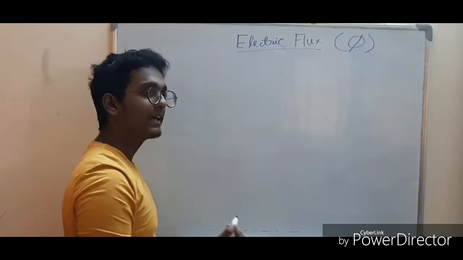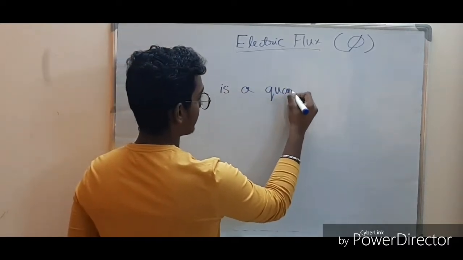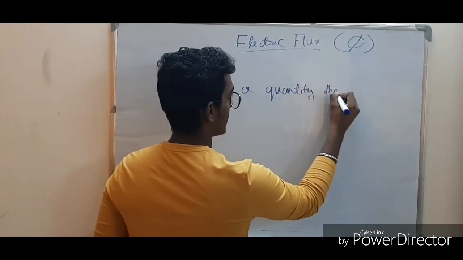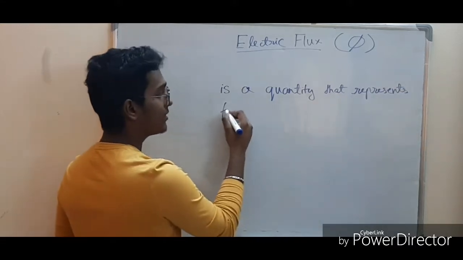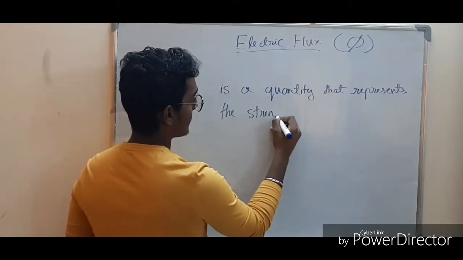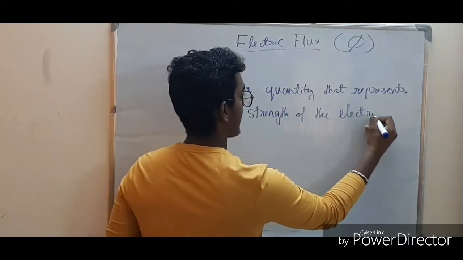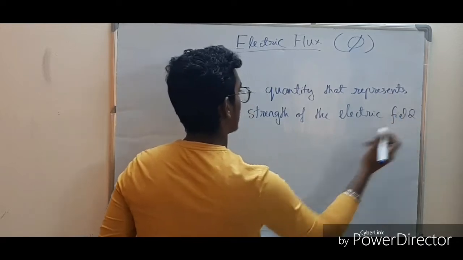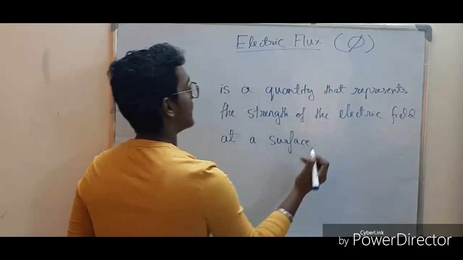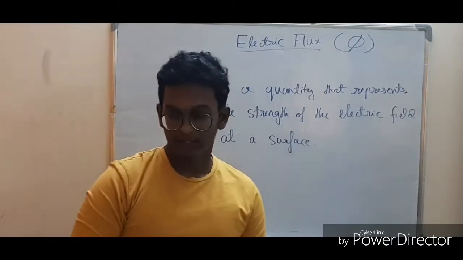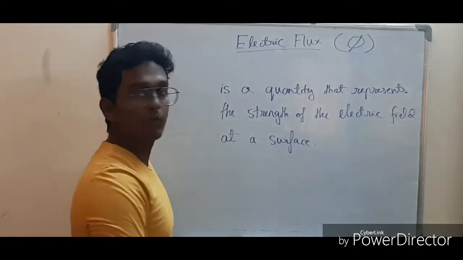So electric flux is a quantity that represents the strength of the electric field at a point, at a surface. Okay, so this is the definition of electric flux, but now let's see what it is based upon. So you can note it down if you want.